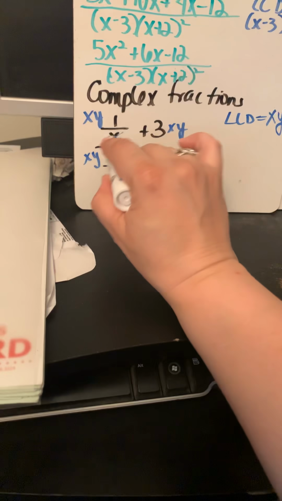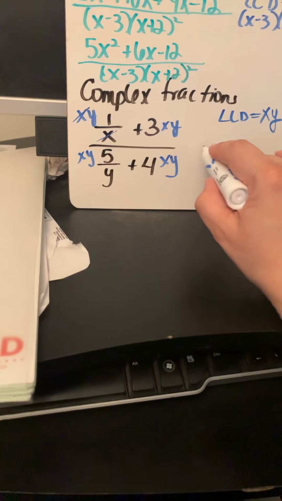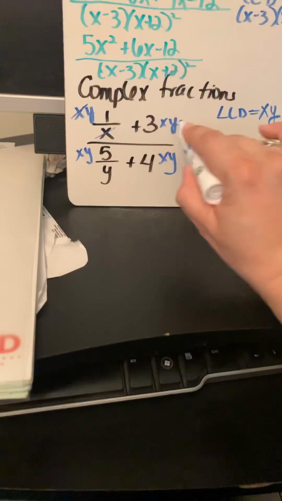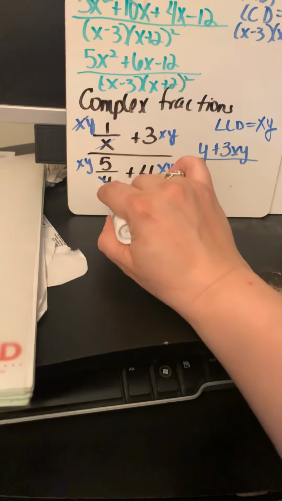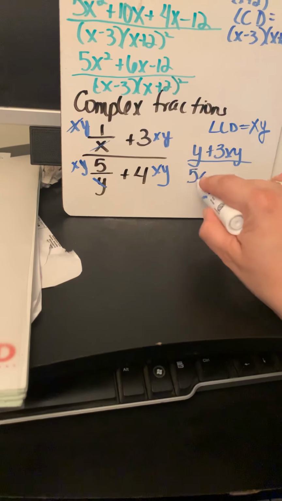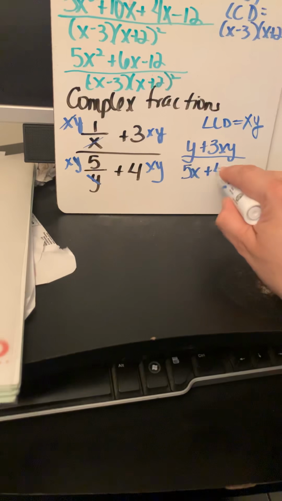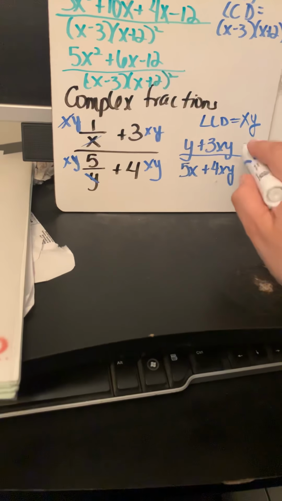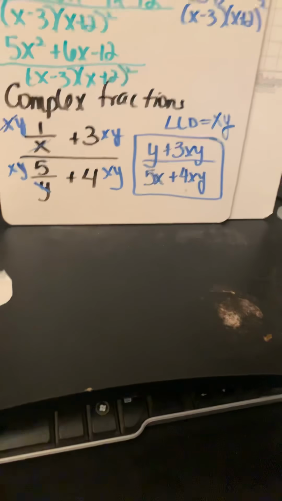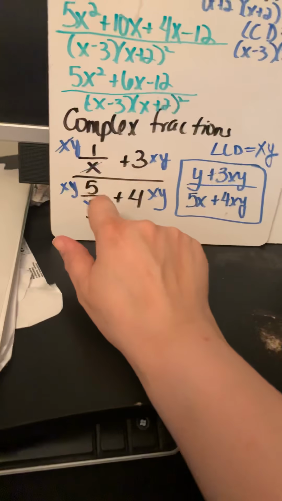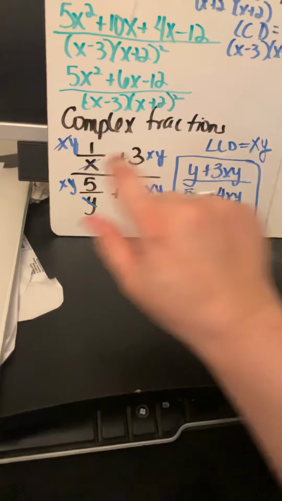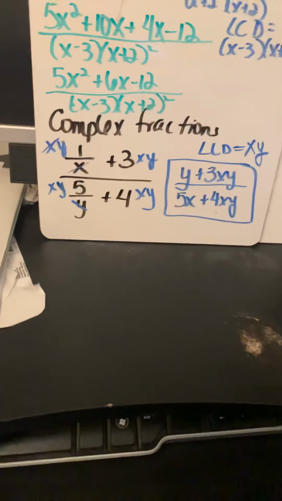So here, I can cancel my x out. So I'm left with a y. Just multiply that, 3xy, over, here I can cancel my y out, 5x, multiply that, 4xy. Leave it. You're done. That complex fraction is now simplified. And they don't get very difficult. Find your LCD of those two fractions, state it, then multiply it by every single term, and it doesn't get that bad.